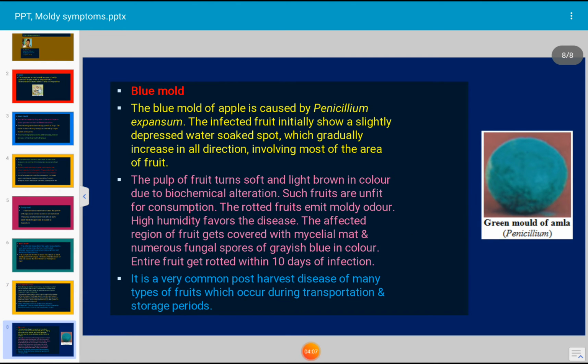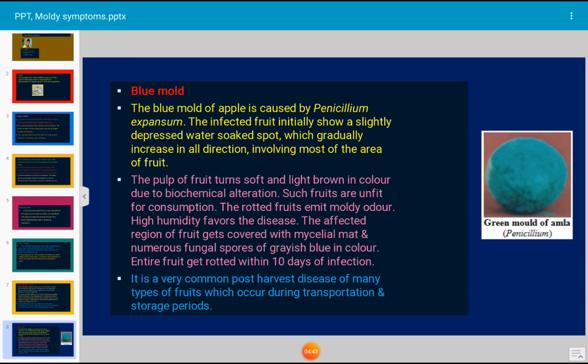Next, blue mold. Again, it is a type of mold. It is a blue mold disease. The blue mold of apple is caused by Penicillium expansum. It is a fungus. The infected fruit initially shows a slightly depressed water-soaked spot which gradually increases in all directions, involving most of the area of the fruit. The pulp of the fruit turns soft and light brown in color due to biochemical changes. Such fruits are unfit for consumption.